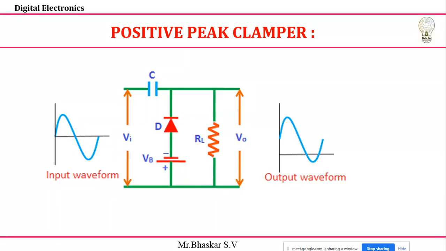In the positive clamper circuit, I need to shift the waveform in the positive direction. You can see here, this is my input waveform. It starts from 0, and you have a positive as well as a negative part. After applying this to my circuit, the waveform will be shifted upwards in the positive direction. Some DC level will be added to it.